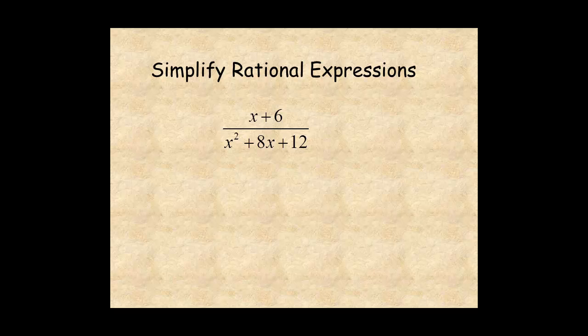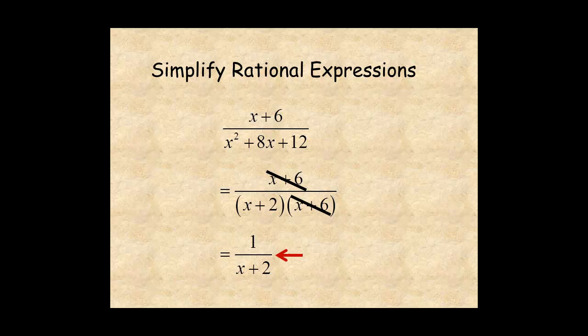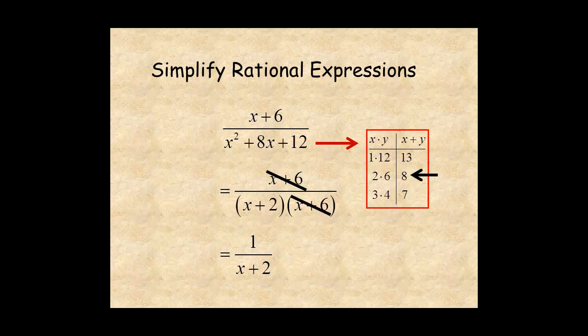For this example, factor the denominator, cancel the common factor of x plus 6, and the result is 1 over x plus 2. For the denominator, look for factors of 12 that add to 8.